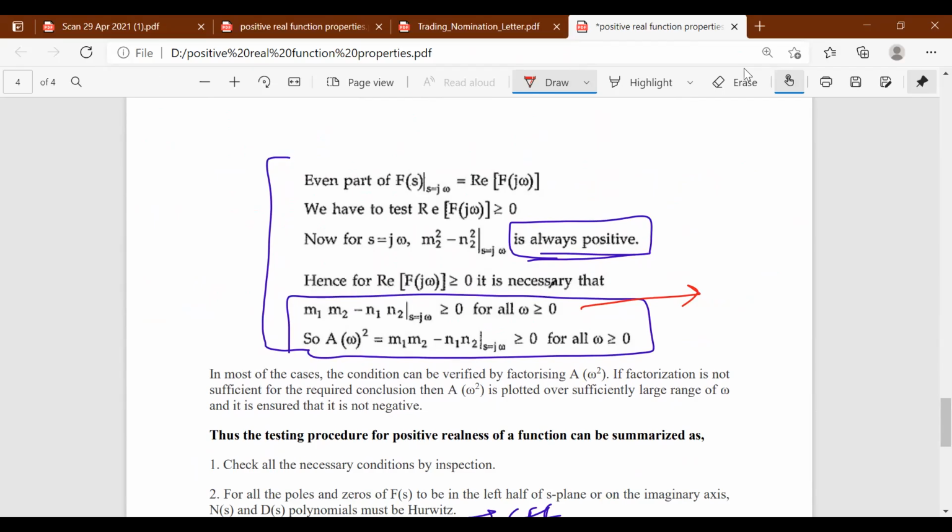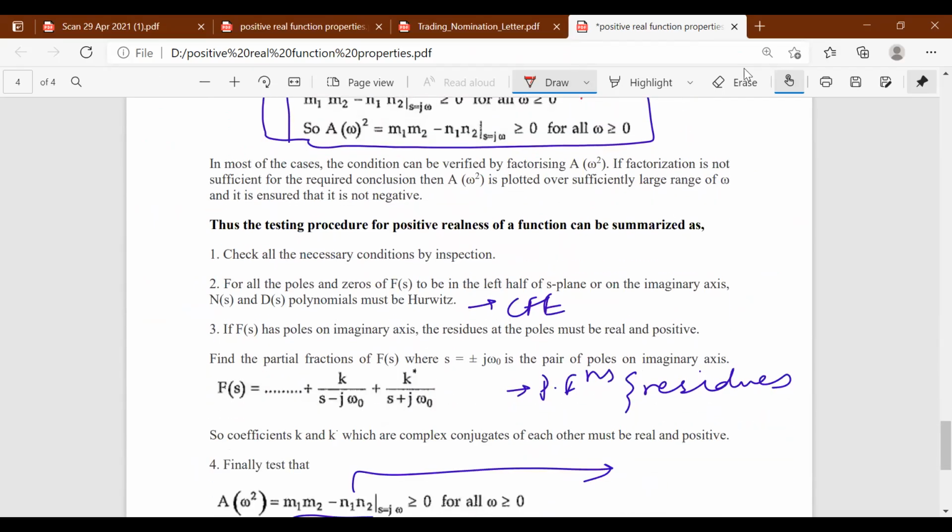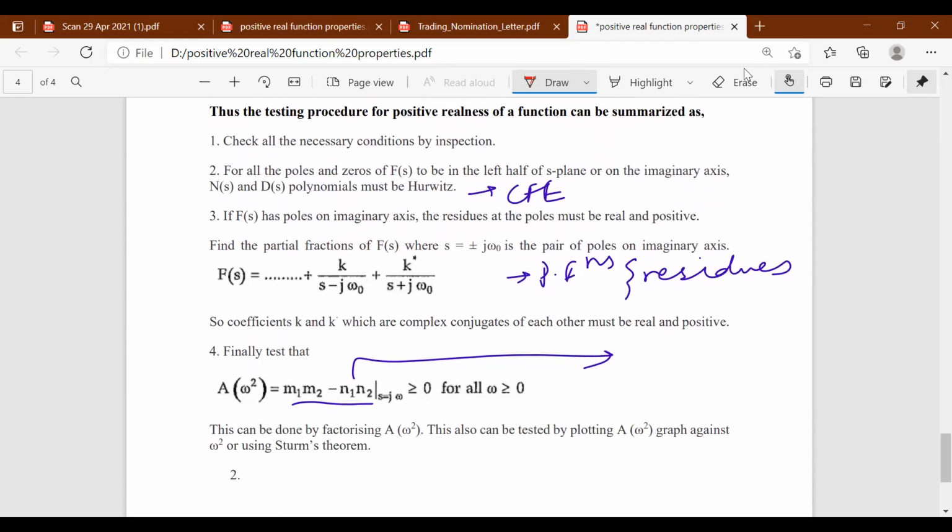So in the last, we are going to come on to summarizing the different properties that you need to calculate. The very first is all those 8 properties that we did with the inspection method. Then you must see that if the poles and zeros of F(s) are lying on the left half of the S plane or on the imaginary axis, then it should be Hurwitz. So you have to take the CFV.